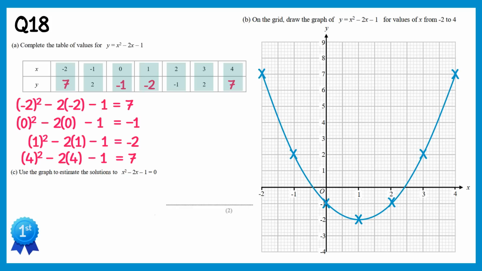For part C, we need to use the graph to estimate the solutions to this equation. Since this equation is the same as the one we have on the graph, and it equals 0, we're just looking for where the graph crosses the x-axis. There are two solutions. You can see this one here, and this one here. I read these off as x equals negative 0.4, and x equals positive 2.4. You may get something slightly different but very close to this depending on how you drew your graph.